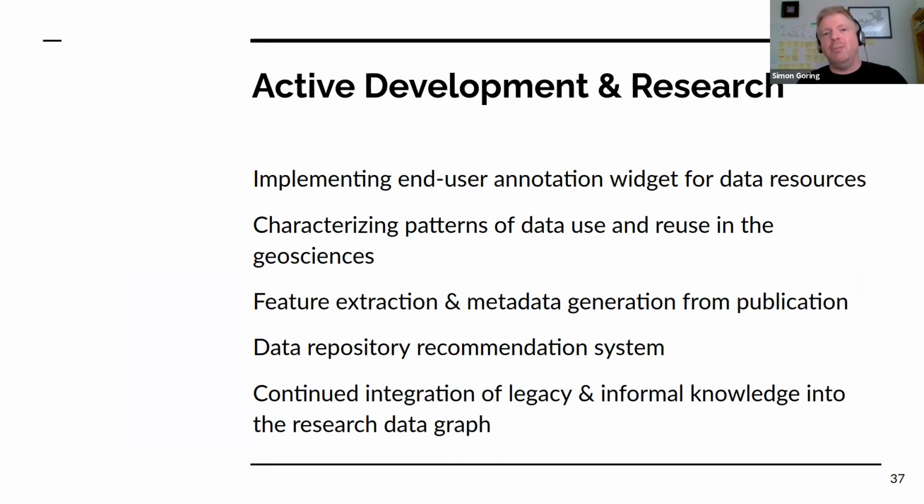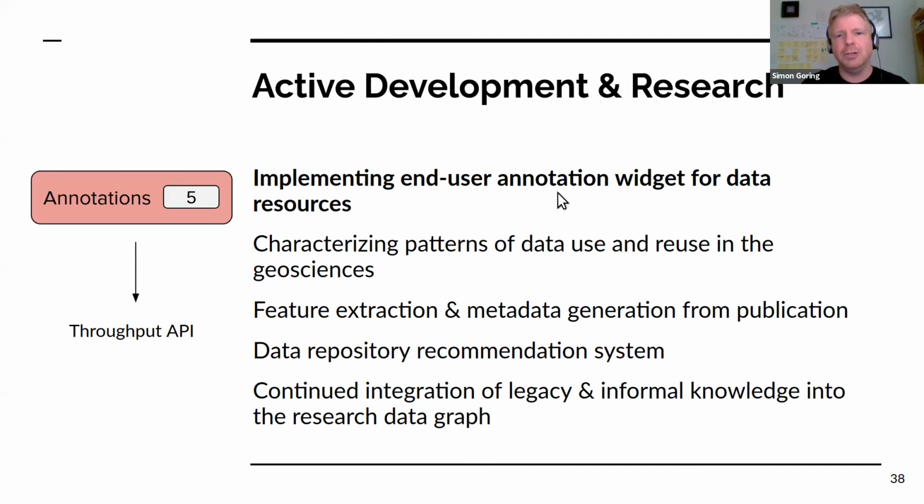So Throughput has a lot of moving parts. We have this code cookbook tool where we're presenting people with some of this information about the GitHub repositories that they're finding. One of the other tools that we're building is this end user annotation widget. So for example, on your landing page for a data set that's identified with a DOI potentially, if someone knows some additional information about that, they would be able to either click and add a text annotation or see other annotations that people had made.